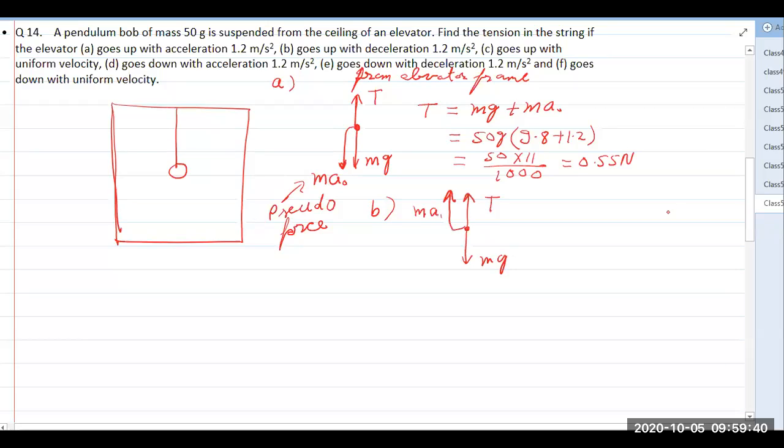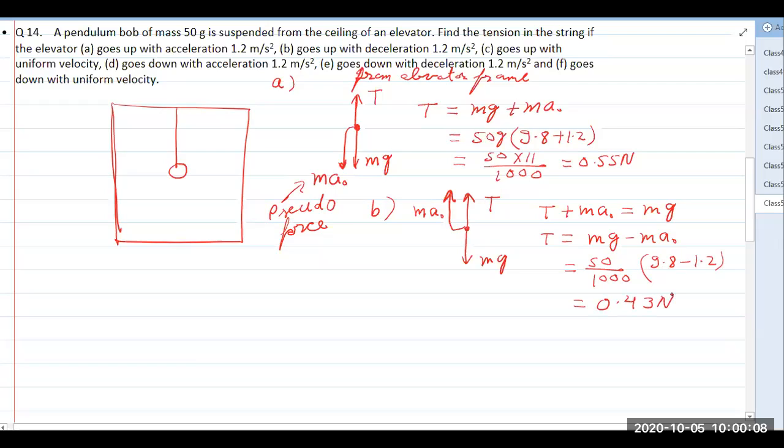So T is mg minus m a naught. If you solve it, it is 50 by 1000 into g, 9.8 minus 1.2. That is 8.6, and half of 8.6 is 4.3. So it will be 0.43 Newton. So this is the tension now in the second case.